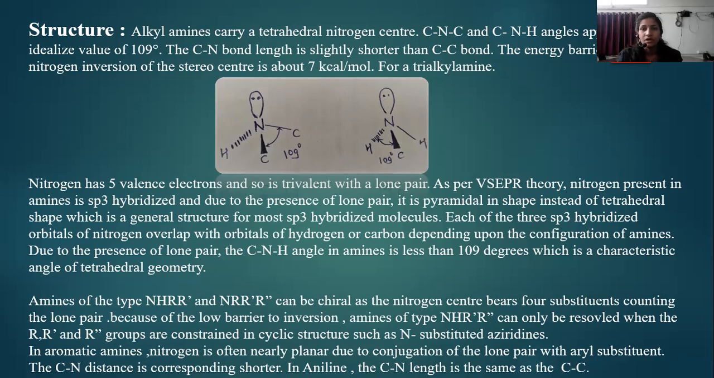kilocalorie per mole. An example is a trialkyl amine, as shown in this figure, NHCH3CH3. The bond angle between carbon, nitrogen, carbon is 109 degrees. Also, the bond angle between carbon, nitrogen, hydrogen is 109 degrees. Nitrogen has 5 valence electrons, and so it is trivalent with a lone pair.